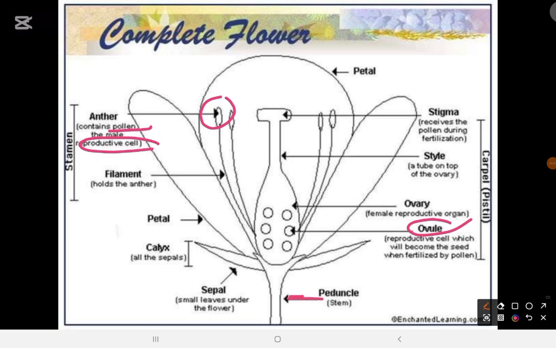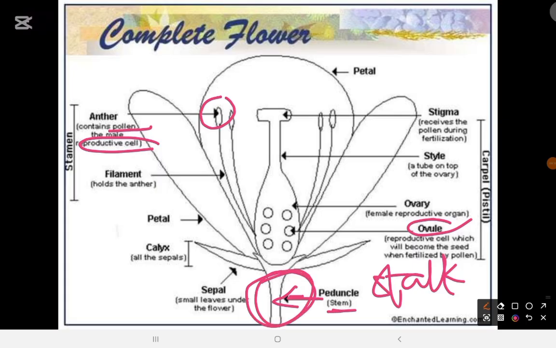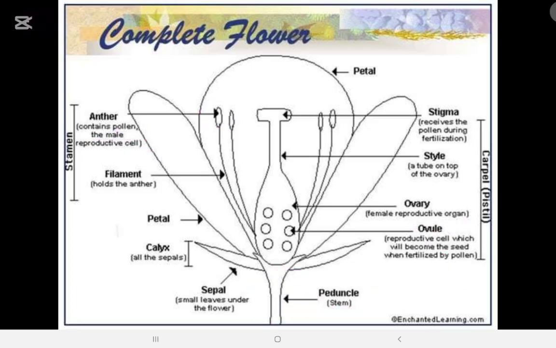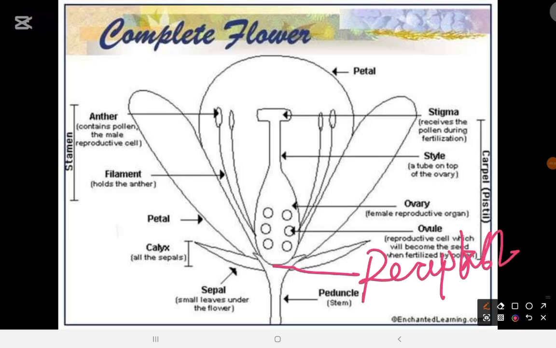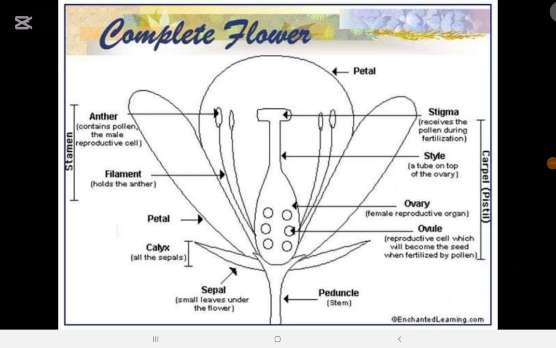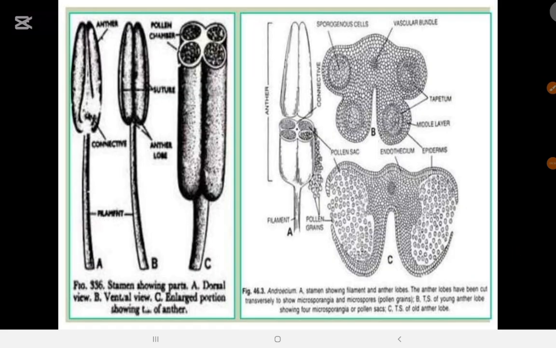Then the peduncle is the stalk. Is that okay? It is the stem of the flower, because this is the point of its attachment to the branch on the plant itself. Then there is a portion here known as the receptacle. So the receptacle bears all of these parts, the entire whorls that you see on top of it here.